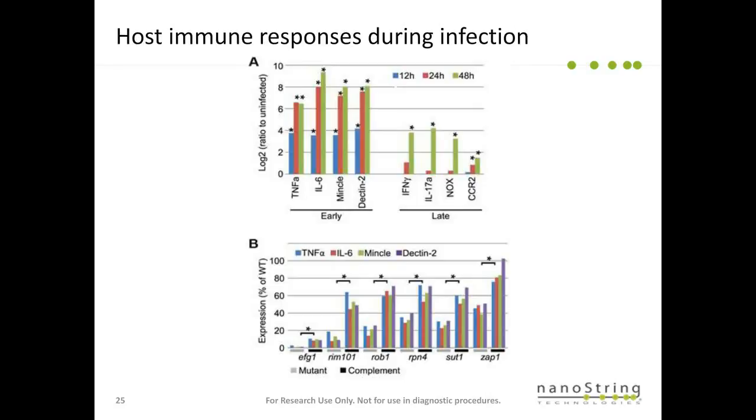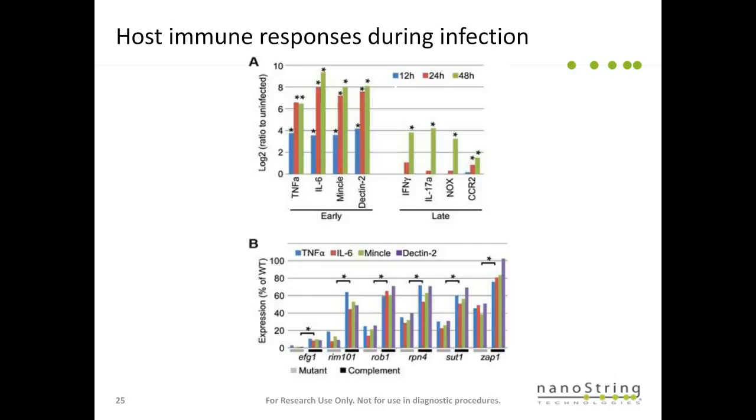And lastly, we also used the same RNA and looked at the host immune response during infection. In parallel to what we observed from the pathogen side of the story, we noticed that there are host immune genes that are turned on early, such as TNF-alpha, IL-6, MINCO, and Dactin-2, while other immune response genes are turned on at a much later time point at 48 hours. This includes IL-17, NOX, CCR2.